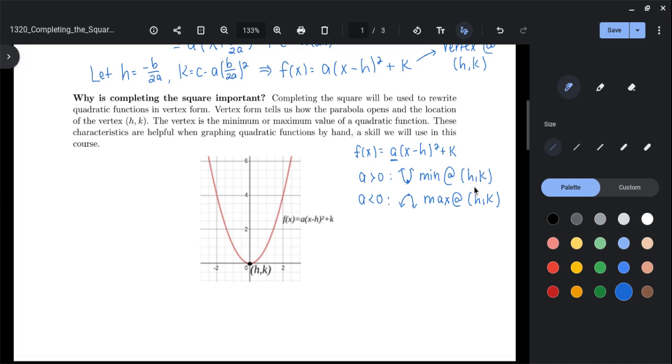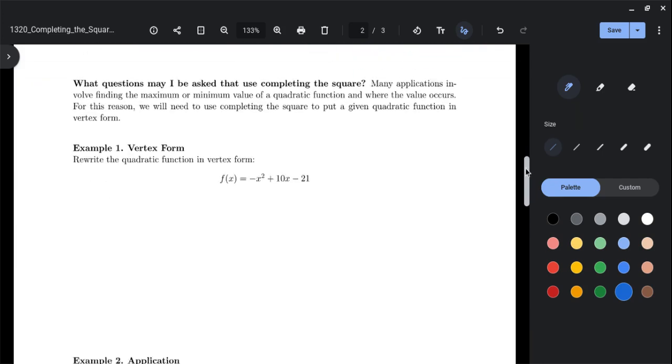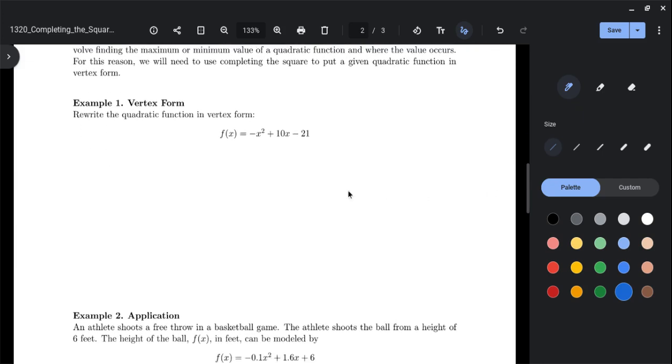All right. So now let's go ahead and do some examples. So first off, we are going to complete the square to rewrite this quadratic function in vertex form. So remember, the very first step is we need to factor out the leading coefficient from these first two terms. So in this case, our a, or our leading coefficient, is negative 1. So I'm going to factor that out. So we're going to have x squared and a negative 10x in parentheses.